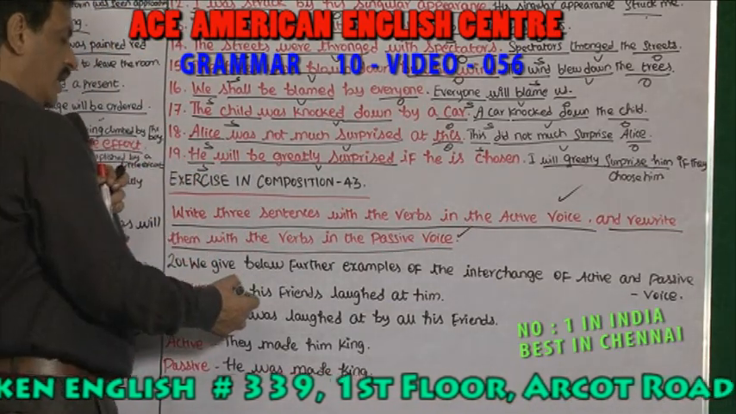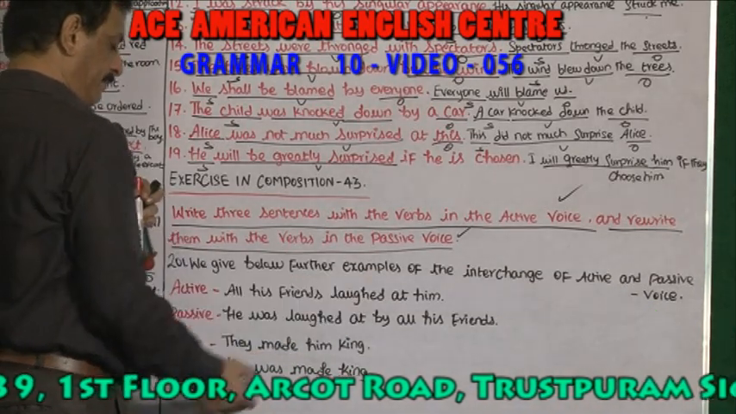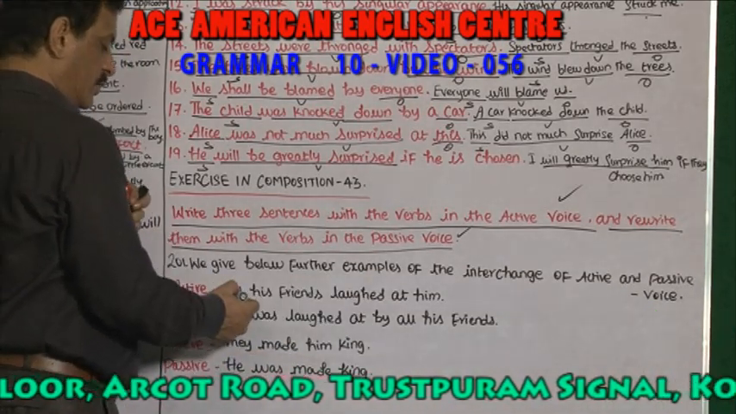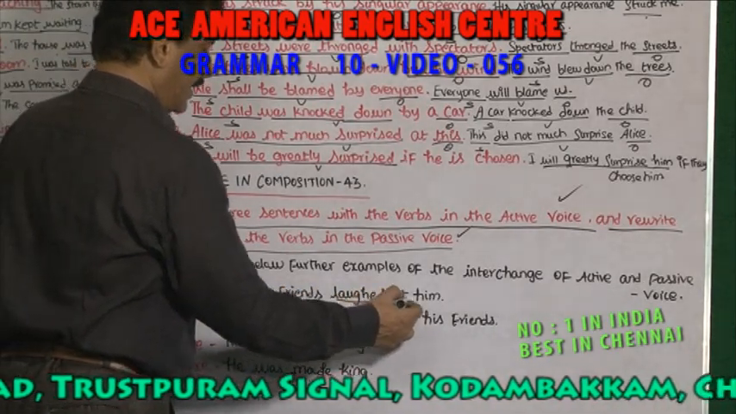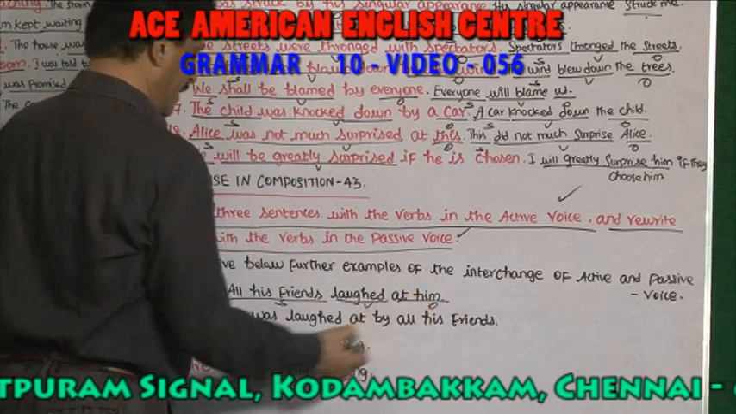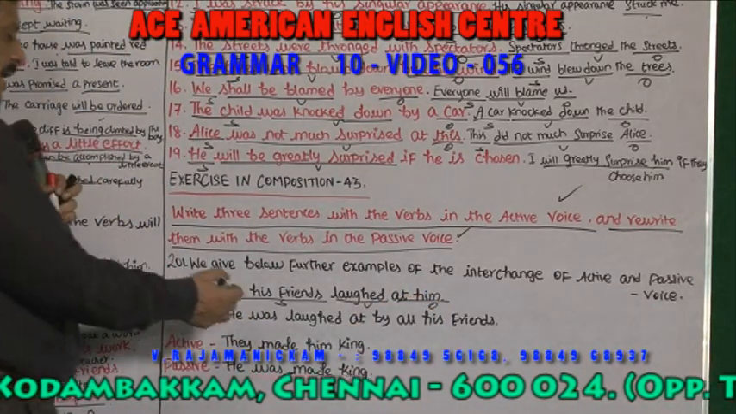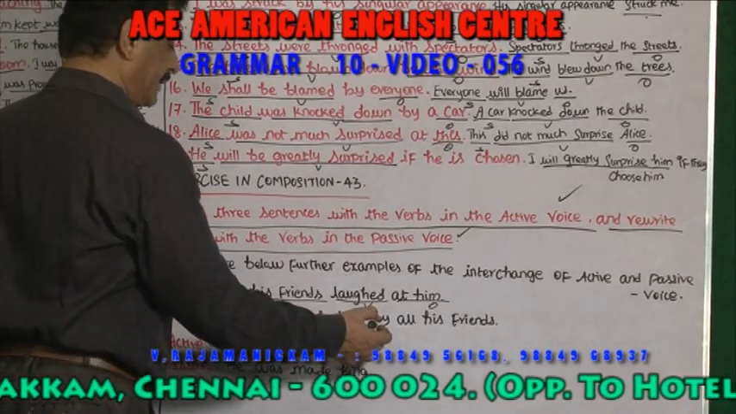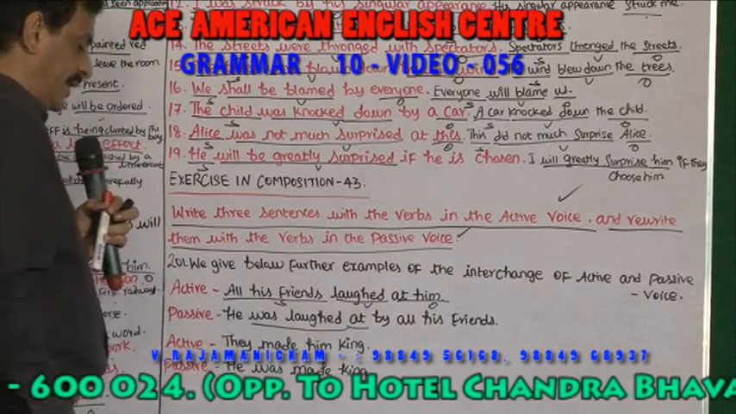See, all his friends laughed at him. So all his friends becomes the subject, laugh becomes the verb, at him becomes the object here. So how do you change into passive? He was laughed at by all his friends.